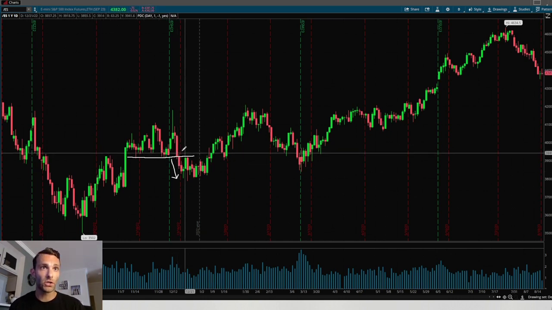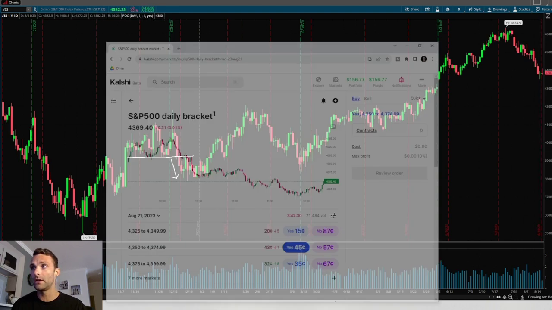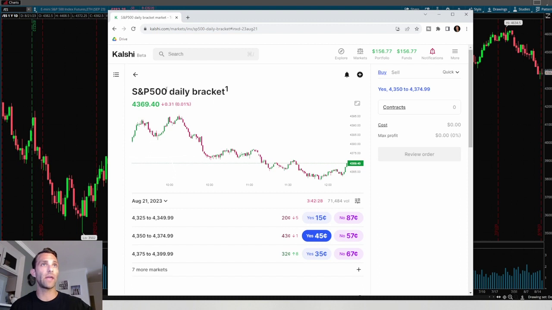So now to structure the actual trade, and this breakdown happened right around 3,900 again. What we would do is go into the back end of Kalshi, pull up the S&P 500 daily bracket, and then we would look at those ranges that are going to be just below that 3,900. And what we would want to do is trade the yes shares to the downside, because if it does break that 3,900 and it's a successful breakdown, there is a high probability that it will close in those lower ranges.